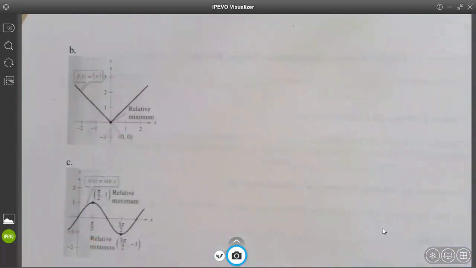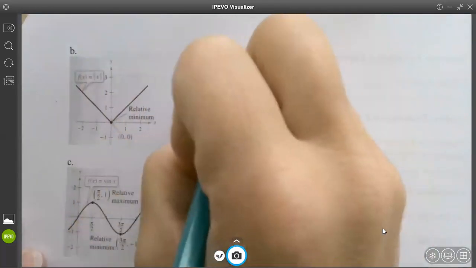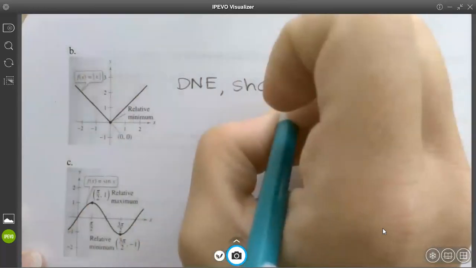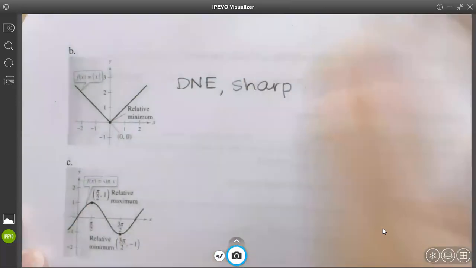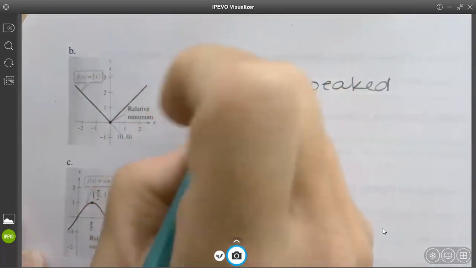So tell me about this one though. What's different about this one compared to the last one? So it's sharp and peaked. We can't take the derivative. This is not differentiable. So how can I evaluate it if it's not differentiable? Everybody understand that one? So this one is does not exist. Again, sharp, peaked. Not differentiable.